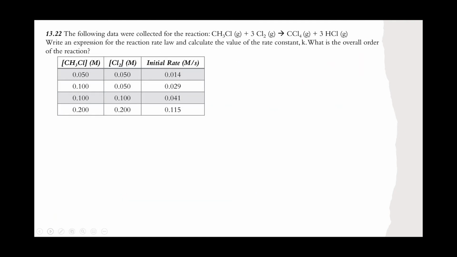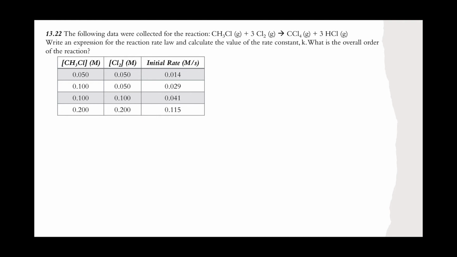All right, in this next problem, we are looking at the reaction between methyl chloride and chlorine gas. It is asking for us to write a reaction rate law and calculate what the value of the rate constant K is, and now it's also asking for the overall order of the reaction. And here we do have 2 reactants, so each reactant has its own specific order, or reaction order.